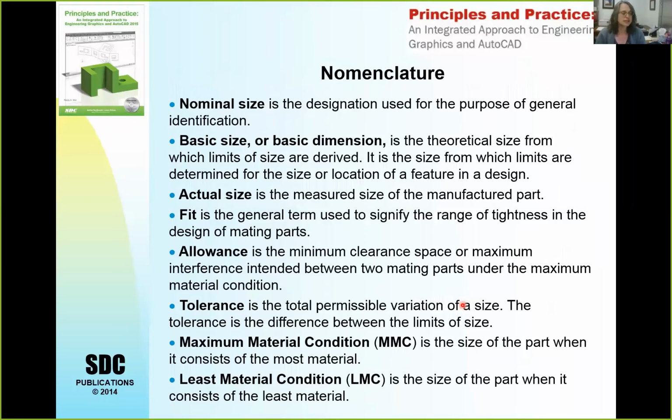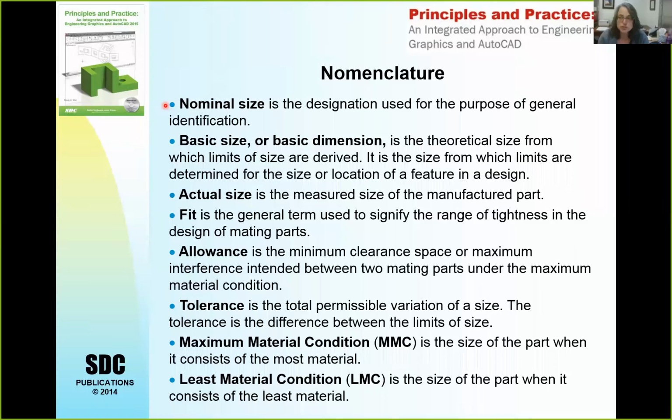Okay, there's some nomenclature that we want to be familiar with. Nominal size, I've been talking about that. It's the designation used for general identification. A very common example of this is pipes. If you've ever bought and worked with piping at all, you will know that a 2-inch pipe is not 2 inches in diameter, either inside or outside dimension. So a 2-inch pipe is an example of a nominal size.